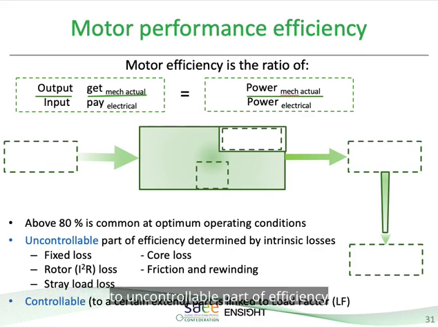It's an uncontrollable part of efficiency determined by intrinsic losses, for example your fixed losses, core losses, friction and rewinding, rotor losses, and stray losses. Your controllable losses, to a certain extent, are parts like the load factor.